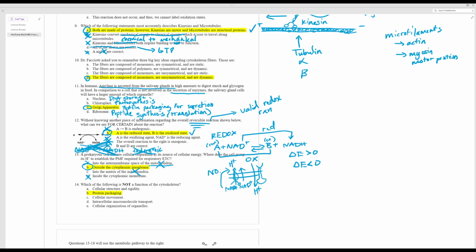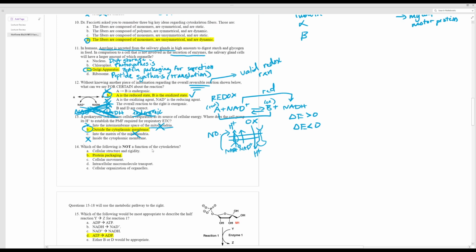Okay. For 14, which of the following is not a function of the cytoskeleton? Cellular structure and rigidity. This is a function of the cytoskeleton. Protein packaging. We already learned that's the role of the Golgi apparatus. Okay. The Golgi apparatus is not a part of the cytoskeleton. Also, I think technically the ER as well. Oh, I don't remember. Oh, well.